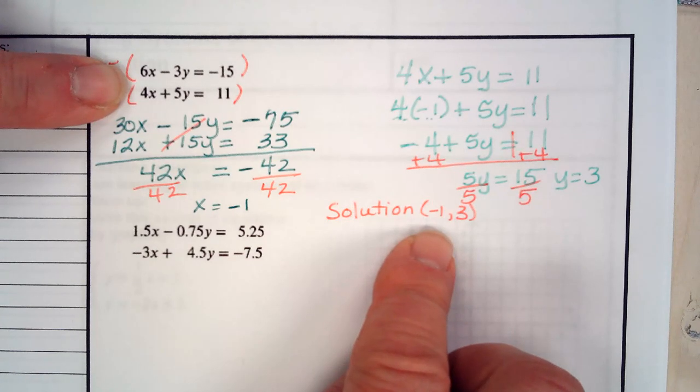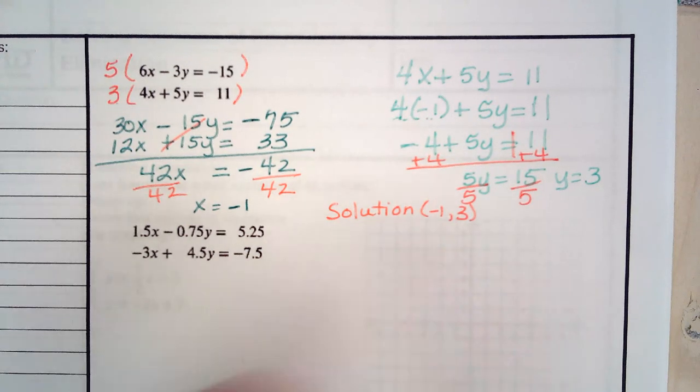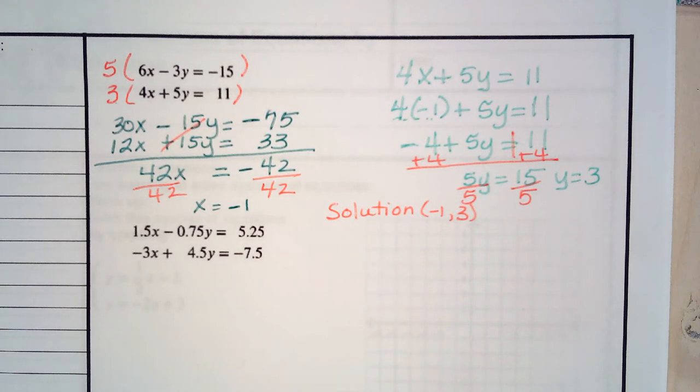4 times -1 is -4. 5 times 3 is 15. -4 plus 15 is 11. I've checked both and it works. That is where the graphs of these two lines would intersect. So look at the next one.